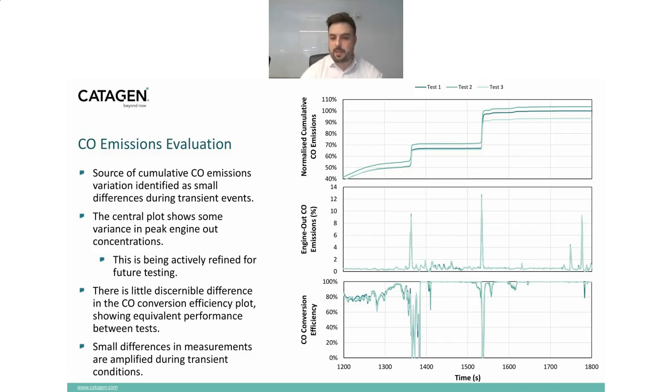Again, looking at the bottom image, which we've already seen a similar plot to, we don't really see any discernible difference in the CO conversion efficiency plot. So effectively, between the three tests, there's very little difference to see between test 1, test 2, and test 3 in terms of CO conversion efficiency. But effectively, we can summarize what is causing our step changes in our CO cumulative emissions across the three tests as very small differences in measurement, but these are then amplified during transient conditions.